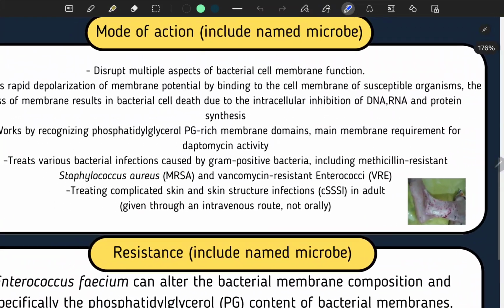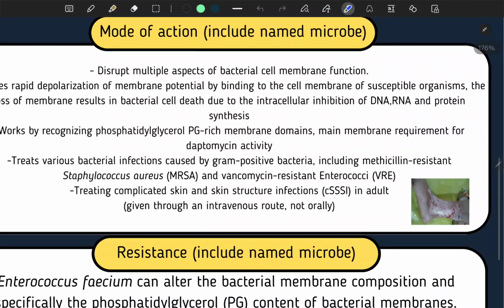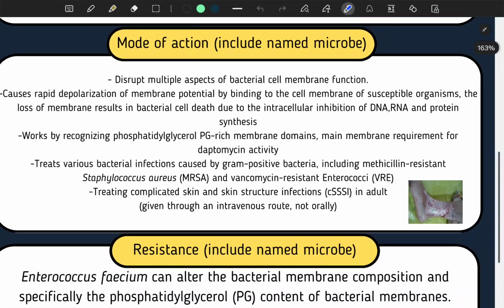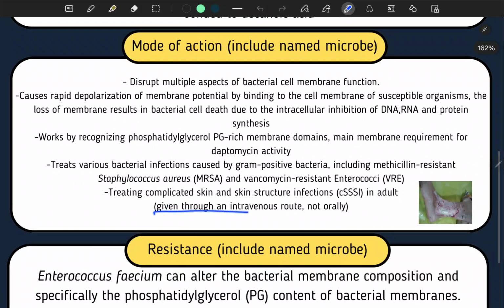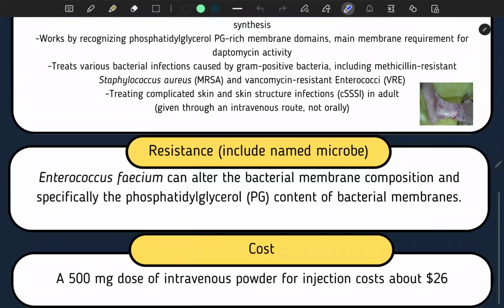And while antibiotics are normally taken orally, this daptomycin is actually a bit different, where it is given through injection. As for the resistance, since just now I mentioned that when an organism has PG membrane domain, it is susceptible, in order to be resistant, the bacteria should be able to alter its membrane composition, which is specifically the PG content.